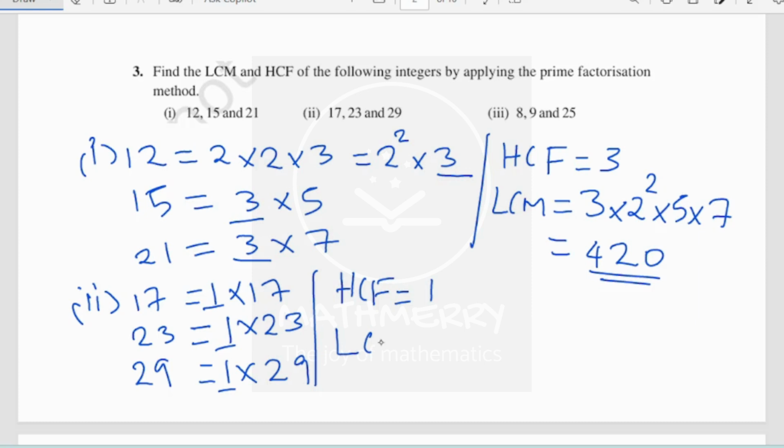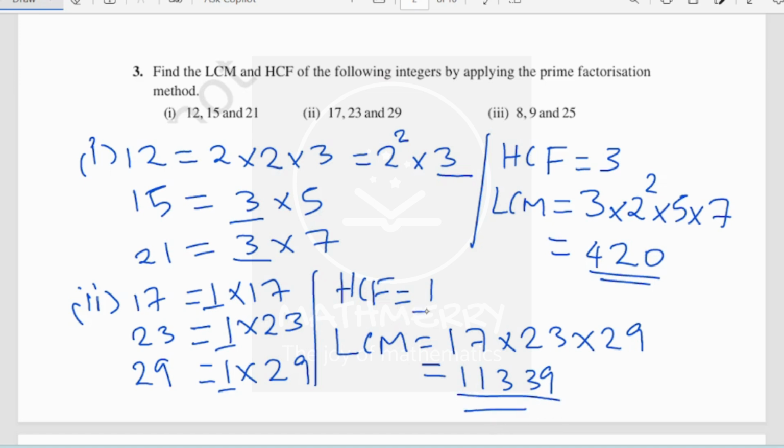Now LCM, we have to multiply all the numbers. So 17 into 23 into 29. Now tell me what will be the LCM. When we multiply 17 with 23 and 29, we will get 11,339. So 11,339 is our LCM. So that's about the HCF and LCM. You can see here that when prime numbers are given, the HCF is 1.